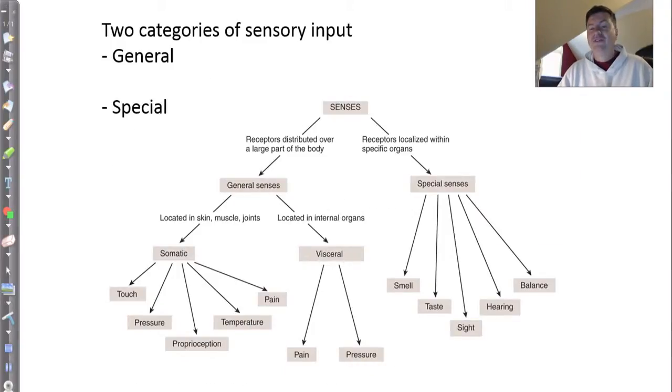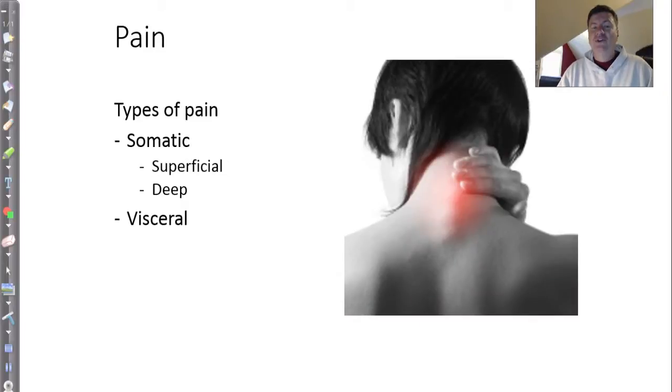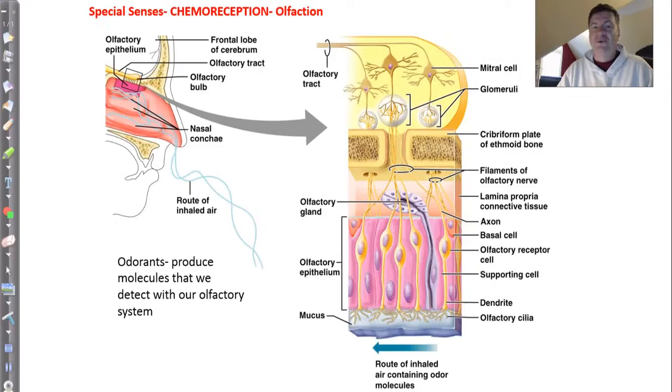As you get to the senses, recognize again that the senses are going to be divided into general and specialized. General senses are going to be those that we associate with receptors all over the body versus special senses, which have receptors which will be localized in the head. Do go back and look particularly at pain, the difference between somatic and visceral pain. Referred pain will certainly be on the test as well.